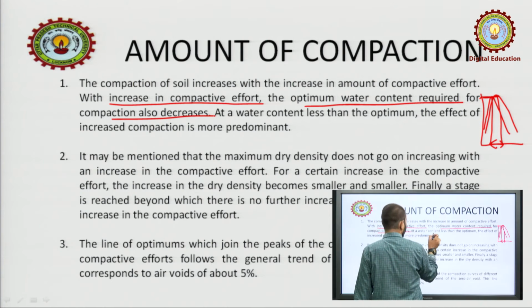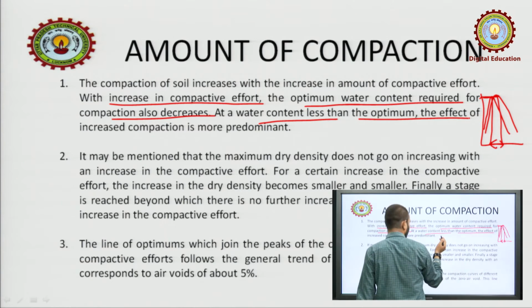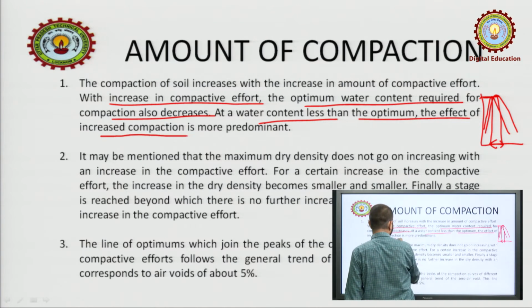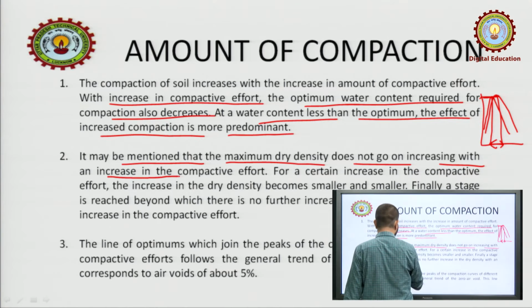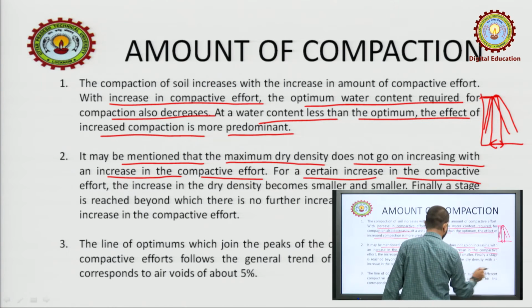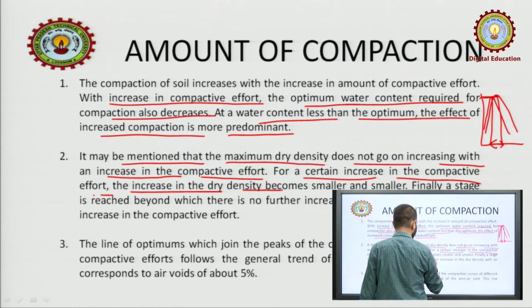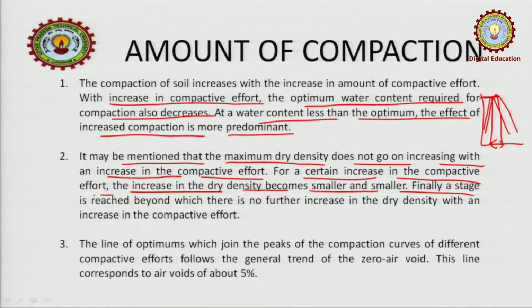At water content less than the OMC, the effect of increased compaction is more predominant. It may be mentioned that maximum dry density does not go on increasing with the increase in the compactive effort. For a certain increase in the compactive effort, the increase in the dry density becomes smaller and smaller. Finally, a stage comes beyond which there is no further increase in the dry density. If we see the diagram, the final diagram will be something like this.